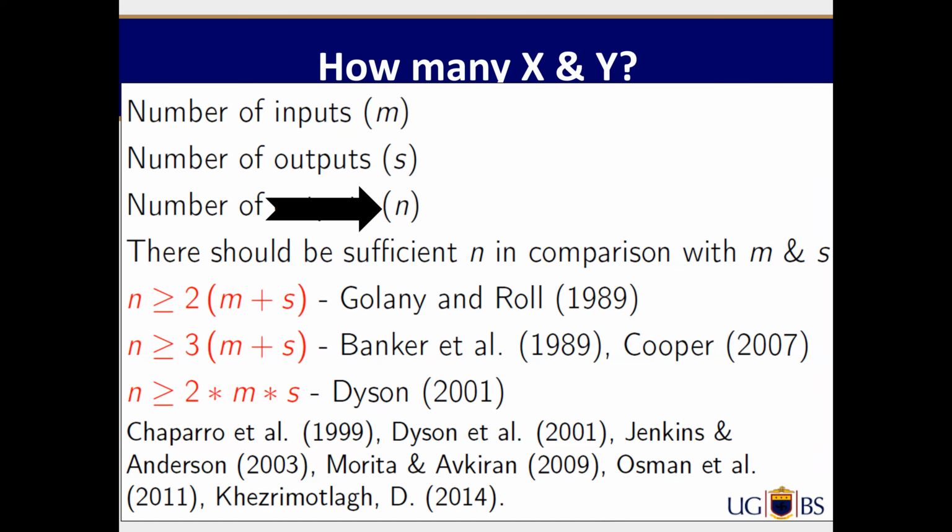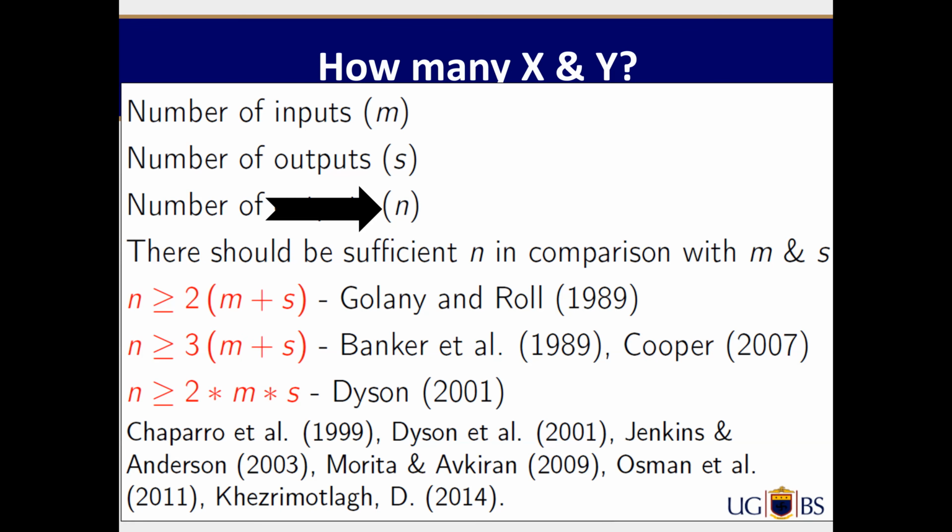So let's say your number of inputs is 2 and the number of outputs is 3. Then your sample size should be what? Type it for me. According to Golani, if your number of inputs is 2 and outputs is 3, what should be at least your sample size? You should have 10. That's correct.